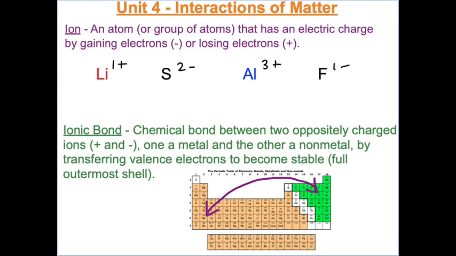You may have noticed that in each of the previous examples, the positive ion lost the same number of electrons the negative ion gained. They had the same oxidation number, just opposite charges, like 2 plus and 2 minus. This is not always the case. Let's look at some examples of ions that have different oxidation numbers.